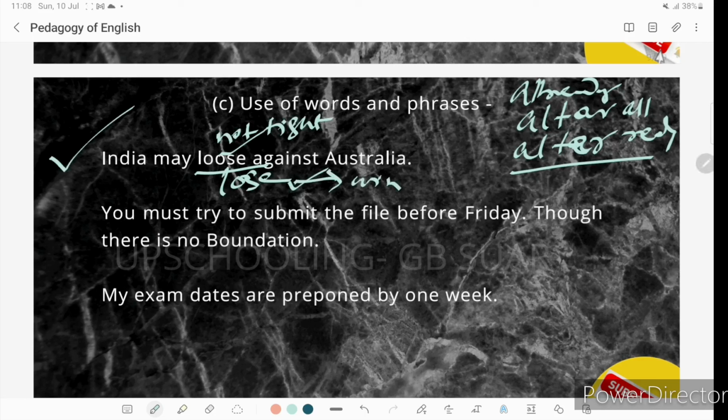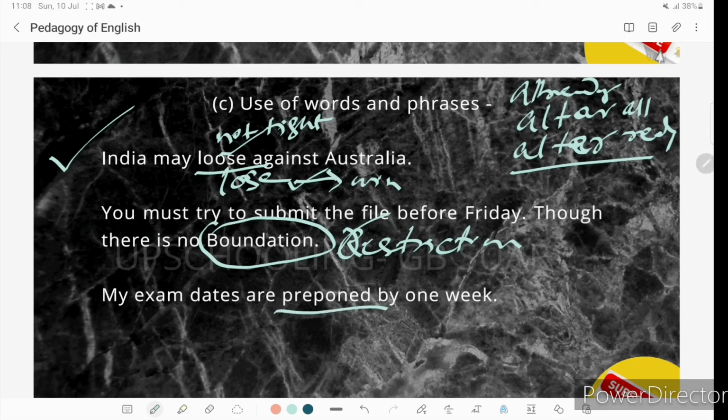Next sentence देखिए, a lot of people use the word. There is no such word like foundation in English. एक एग्जाम्पल देखिए, you must try to submit the file before Friday, though there is no foundation. The correct word is restriction. So you must try to submit the file before Friday, though there is no restriction. So try to avoid using it. Instead, you can use restriction. ठीक है?